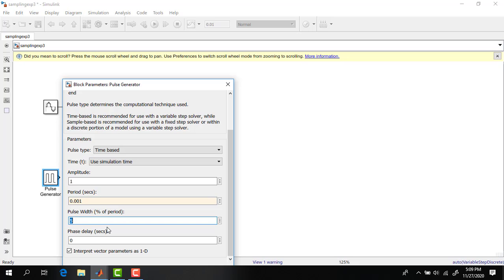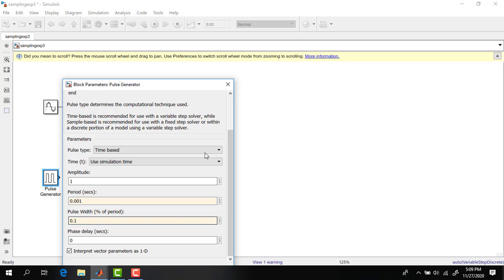This pulse width is actually the percent of the period, how many percent of the total period you want your signal to be high. We want it as close as possible to an impulse train, so we want to keep it just an impulse. So if my time period is 100%, I might want my impulse to be high for only 1% or 0.1%.